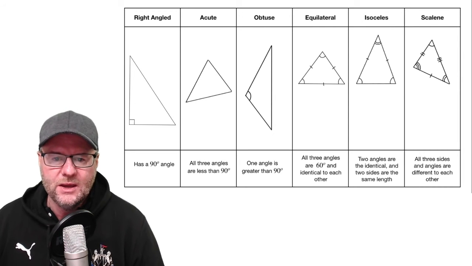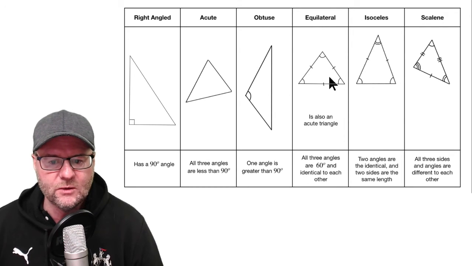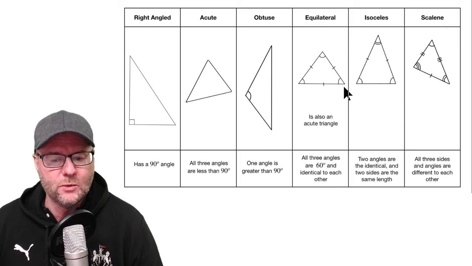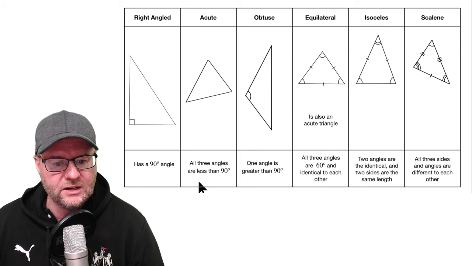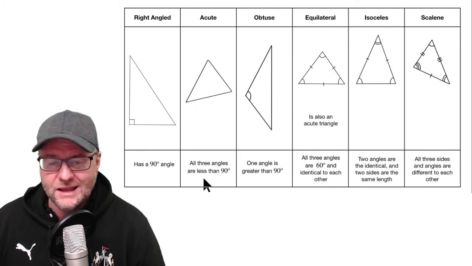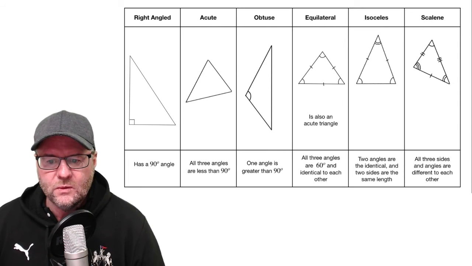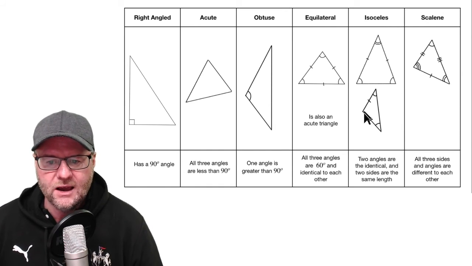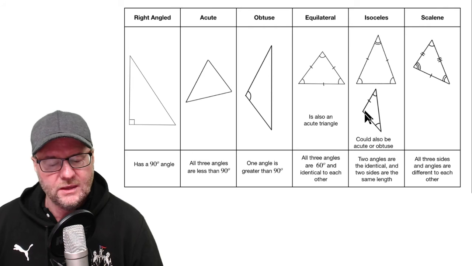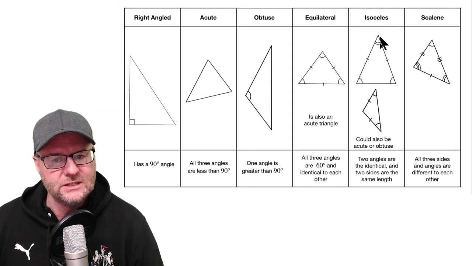Now, just before we wrap up, you can have a triangle that fits more than one of these categories. For example, let's look at an equilateral triangle. As well as being equilateral, it's also an acute triangle because all three angles are less than 90 degrees, right? And that's what we said over here. An acute triangle has all three angles less than 90 degrees. So this is also an acute triangle. What about this isosceles? If I drew an isosceles triangle that looks something like this, I can see I've got an obtuse angle in here. So it can also be obtuse. Now this one was acute, each of these were less than 90 degrees, so it's an acute triangle.